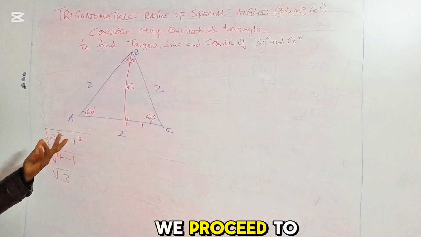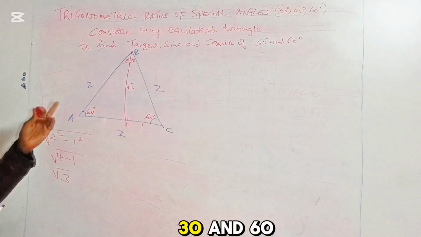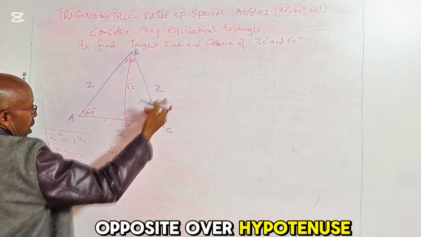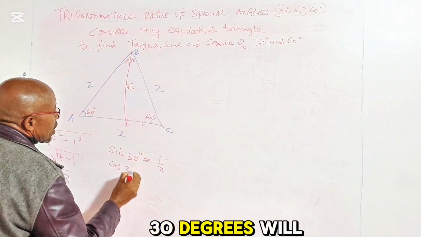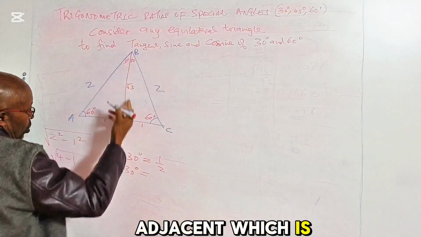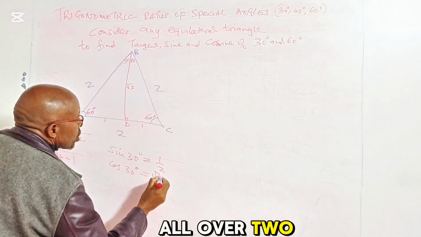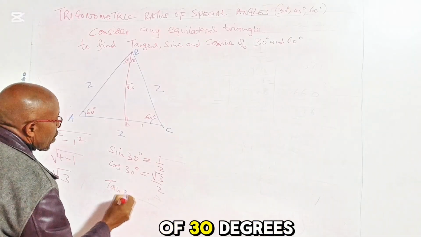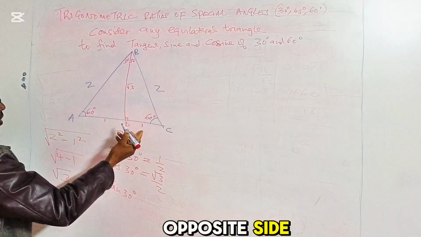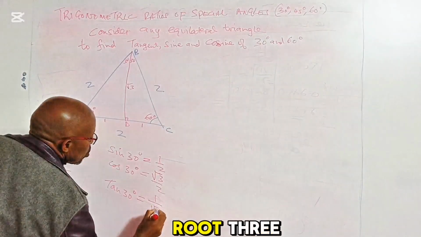From there, we proceed to the sine, cosine, and tangent of the angles 30 and 60. Sine of 30 degrees will be opposite over hypotenuse, so it will be 1 over 2. The cosine of 30 degrees will be adjacent, which is root 3, all over hypotenuse. So it will be root 3 all over 2. Then the tangent of 30 degrees, the tangent is always equal to opposite side over the adjacent. So it will be equal to 1 all over root 3.